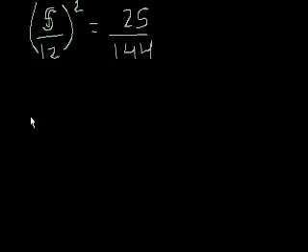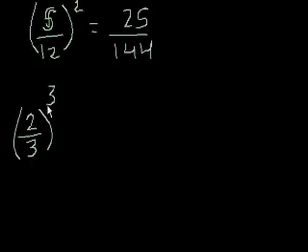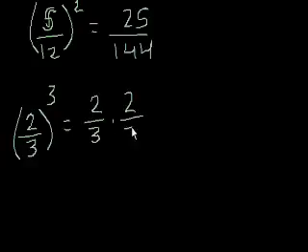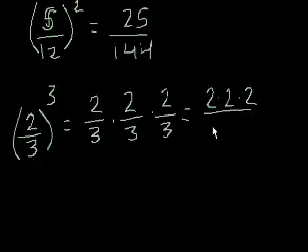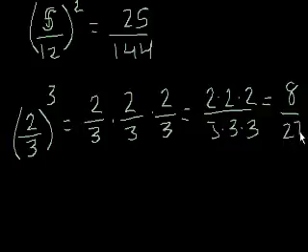If I said, say, 2/3 to the third power, well, that's 2/3 times, the dot is just another way to write times, 2/3 times 2/3. And that equals 2 times 2 times 2 over 3 times 3 times 3. This numerator, 2 times 2 times 2, well, that just equals 8. The denominator, 3 times 3 times 3, well, that just equals 27. So we have 2/3 to the third power equals 8/27.